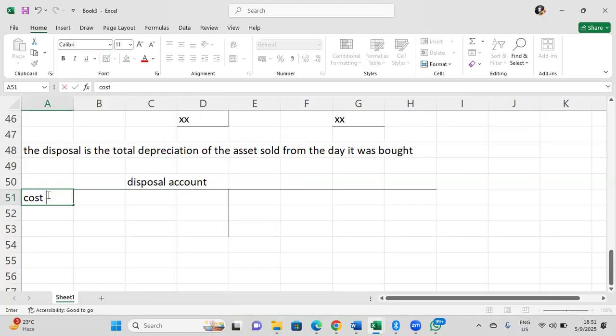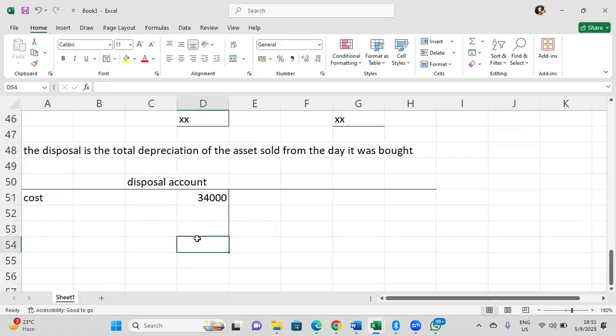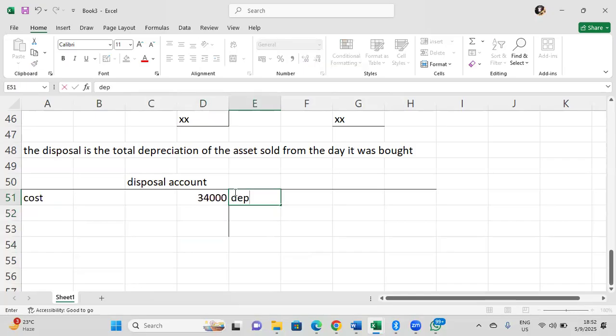We start with the cost on the debit. That's the cost of the asset we have sold. I'll just put random amounts there. We have sold it, but at what price had we bought this asset? That's the cost. Then there's the depreciation, which is the total depreciation of the asset, from when we bought it until it was sold and reduced in value. That's the depreciation.